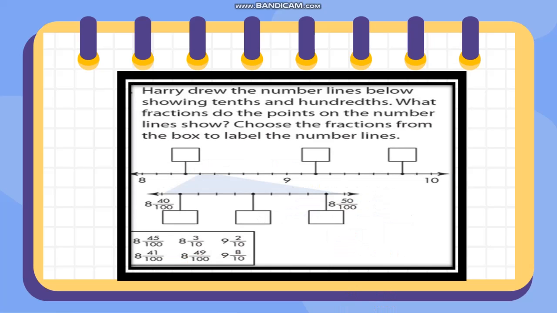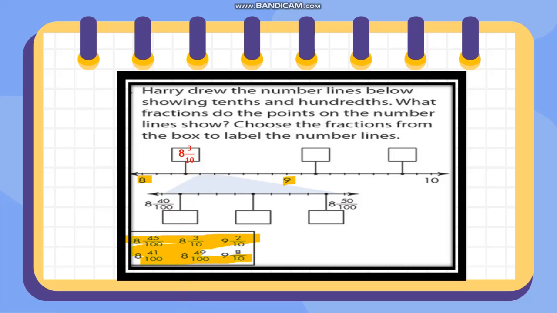Another. Harry drew the number lines below showing tenths and hundredths. What fractions do the points on the number line show? Choose the fractions from the box to label the number line. So the same thing. This is 8. In between 8 and 9, there is a missing number. So now we are using the fractions given. So what are we going to do now? So this is 8 and this is 9. So in between them, that is 8 and 3/10.